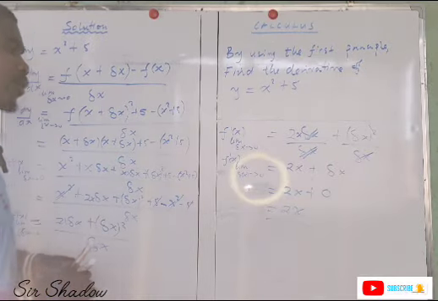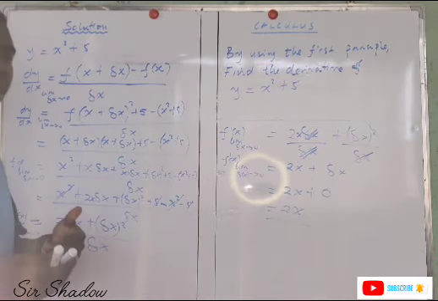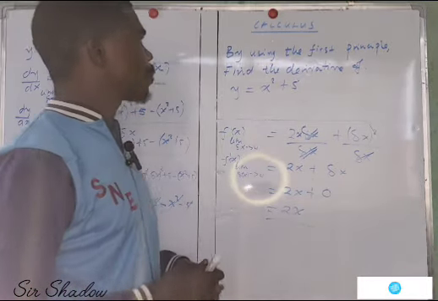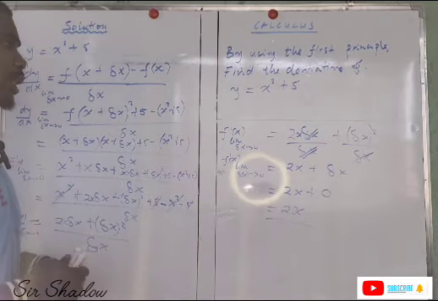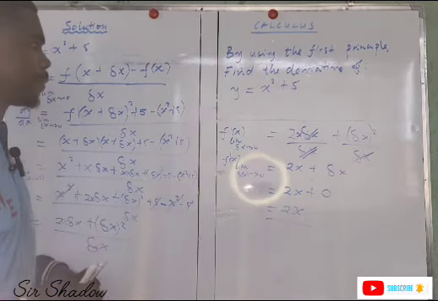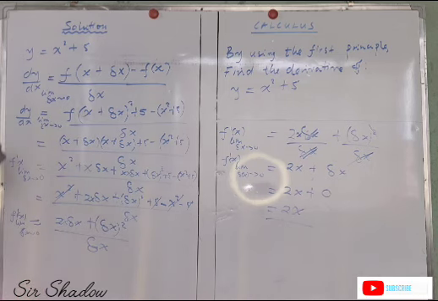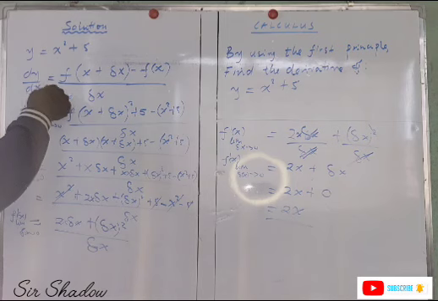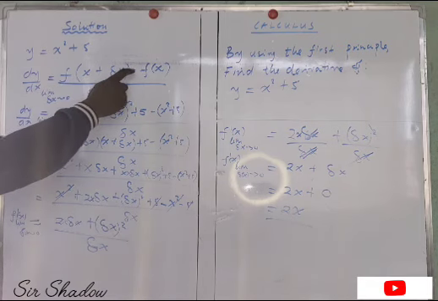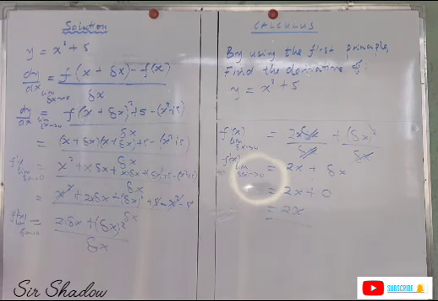So for us to apply the concept of first principle, in order to find the derivative of y is equal to x squared plus 5, first of all, we have to write the formula for the first principle. dy/dx is equal to f of x plus delta x subtracting f of x over delta x, whereby the limit delta x is approaching 0.